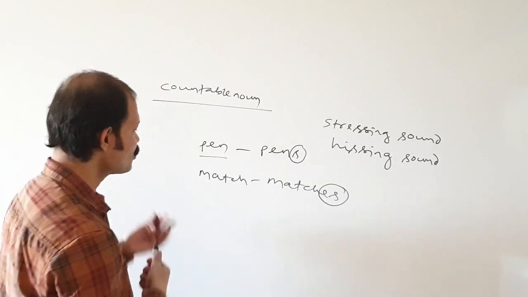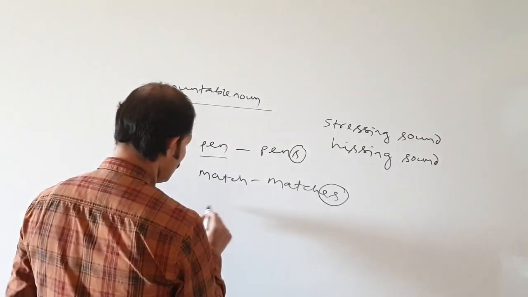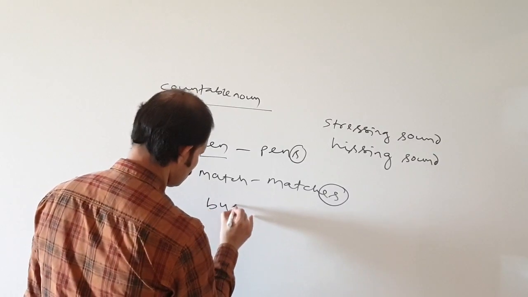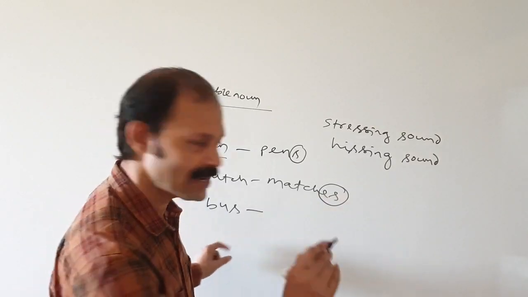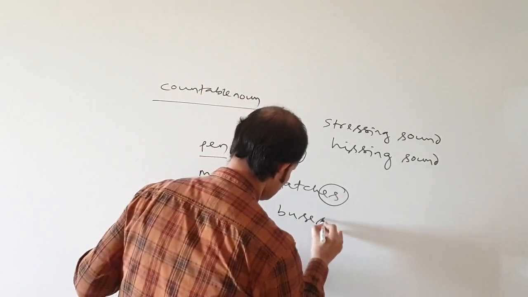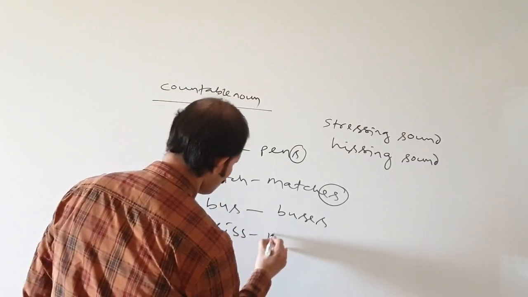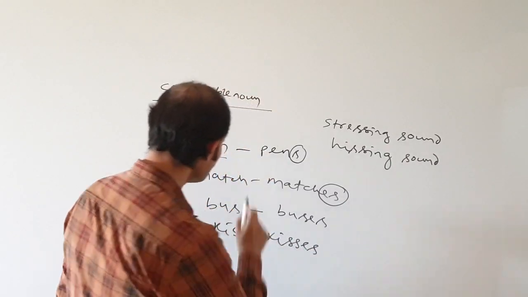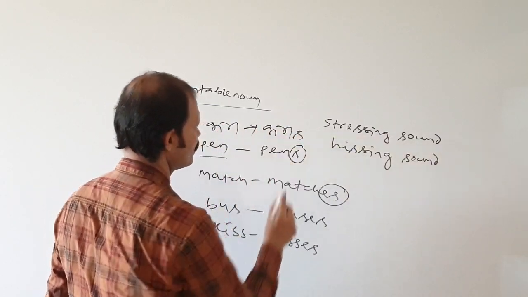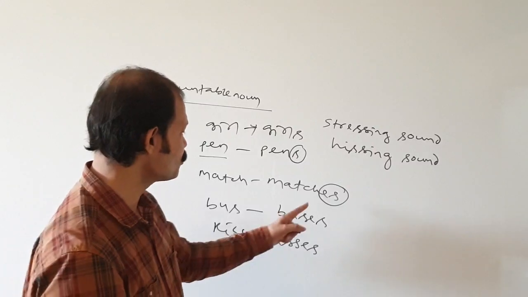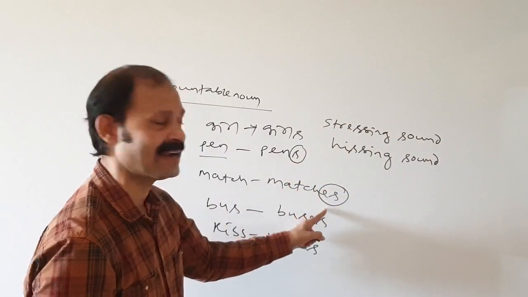And how about the hissing sound? Suppose the word is boss. This one has the hissing sound, and because it is boss, in plural it will be bosses. Similarly, if it is kiss, it will be kisses. But if any word, suppose it is girl, then it is girls. Wait, other cases are also there for using es, not always only when the word ends with a stressing sound or hissing sound should es be added.